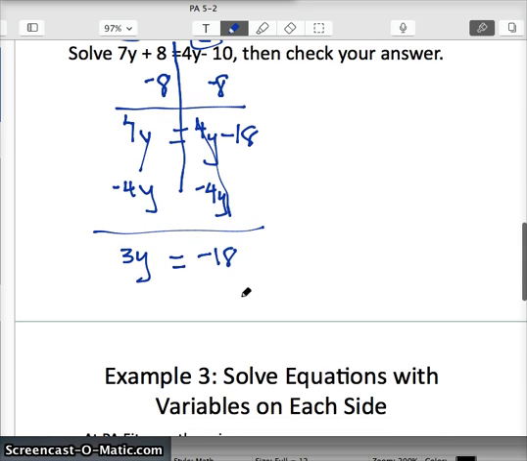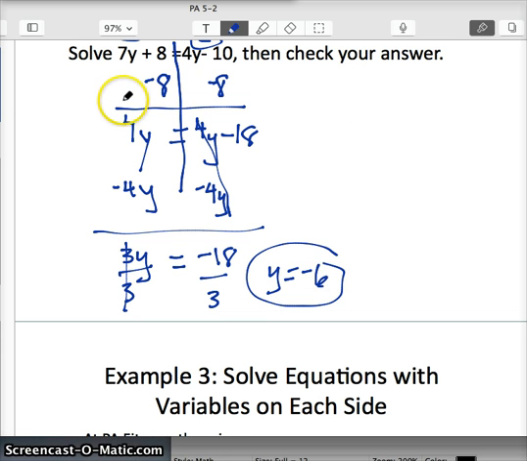Hopefully, you can see pretty simply that we're going to divide both sides by 3. When I do that, y is equal to negative 6. Again, if we want to, we can plug it right back into the equation just to be sure that we've done it correctly.